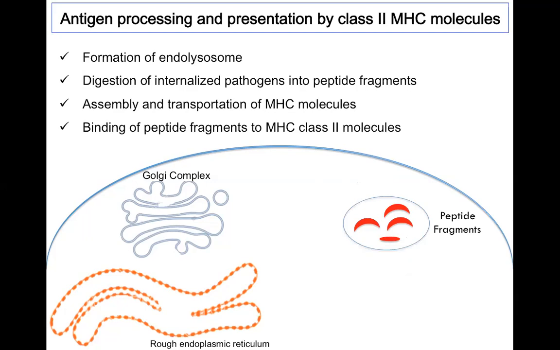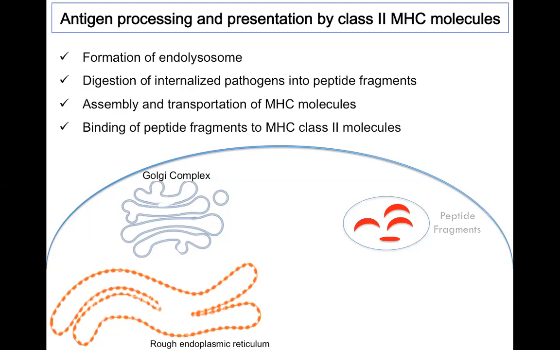What that endolysosome does is digest the internalized pathogens into peptide fragments. So after the first process, the second one is the formation of peptide fragments. After entering, the pathogens have been digested by the endolysosome, and now we have peptide fragments. So what happens next?